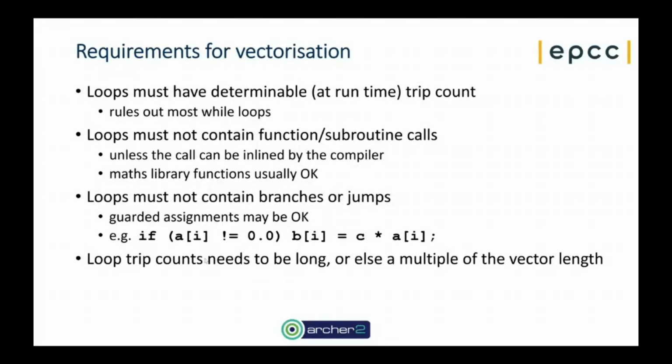Compiler will also not vectorize well loops that have some functions or subroutine calls in it. So anything that's being called inside a loop will stop the compiler doing that, unless it's one of the basic things like a library function from a maths library. Or if it's a small function, it can inline it, then that can also help the compiler vectorize. And then it doesn't really like branches or jumps, so conditional statements inside the loops as well. And again, that's very much like what we saw yesterday with the optimization. If statements inside loops can make it hard for the compiler to optimize those loops, it can also make it hard for the compiler to vectorize those loops.